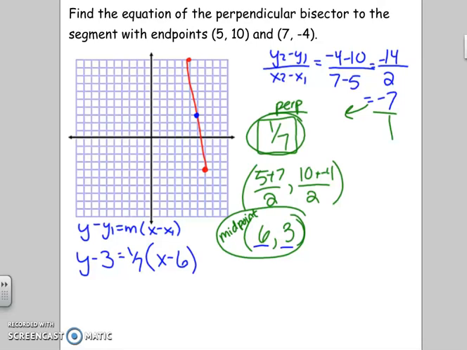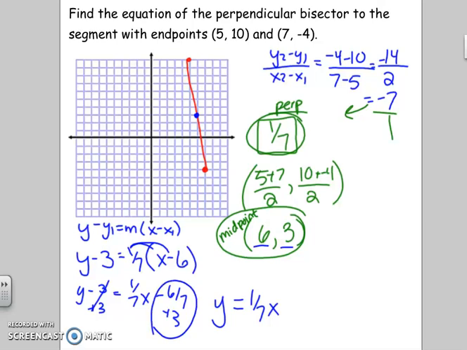So now I'm going to distribute because the line in slope intercept form is the best. So I'd get 1 over 7x, and then 1 over 7 times negative 6 is just a negative 6 over 7 equals y minus 3. So lastly, add 3 to both sides, and you would get y equals 1 over 7x. Now you could type this in the calculator, again making sure that negative 6 over 7 is a fraction, and you end up getting a positive 15 over 7.